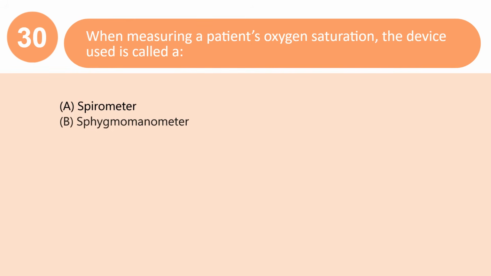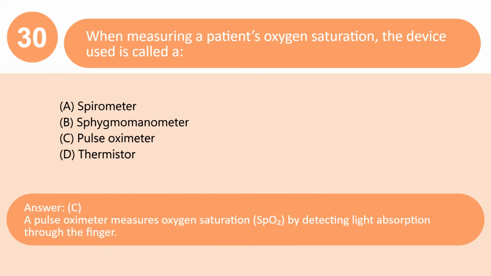When measuring a patient's oxygen saturation, the device used is called A. Spirometer, B. Sphygmomanometer, C. Pulse oximeter, D. Thermistor. Answer: C. A pulse oximeter measures oxygen saturation, SpO2, by detecting light absorption through the finger.